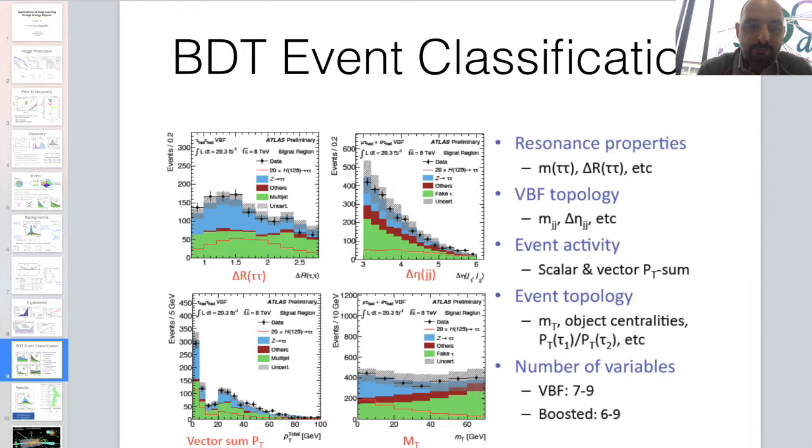Okay, so this gives you a sense of some of the features and what they use. So these are the features. They had two different boosted decision trees, one for the vector boson fusion, one for the boosted topologies, and they use different sets of variables. Okay, and then here's what they saw.